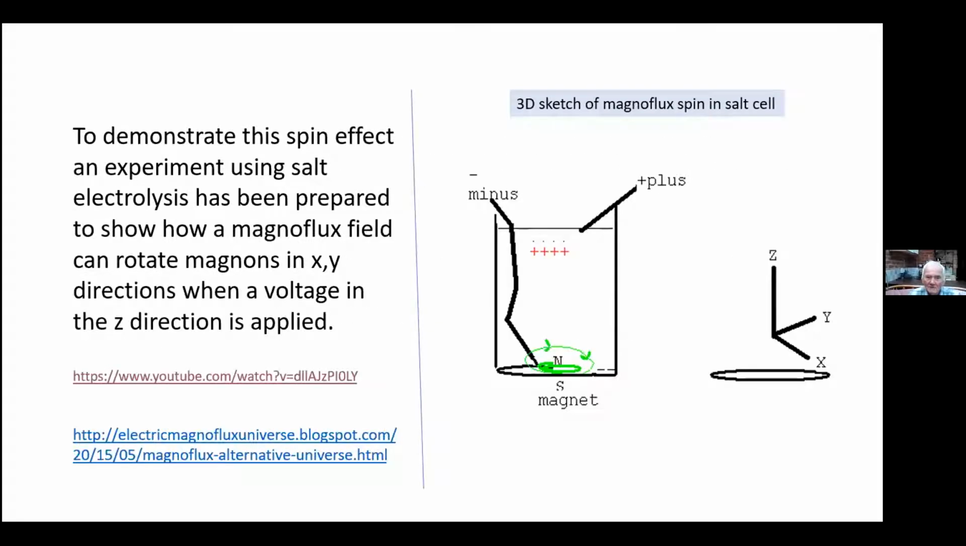To demonstrate this spin effect, an experiment using salt electrolysis is being prepared to show how a Magnoflux field can rotate magnons in the XY direction when a voltage in the Z direction is applied. The diagram shows that, and we will have a look at a quick video to see how it works.